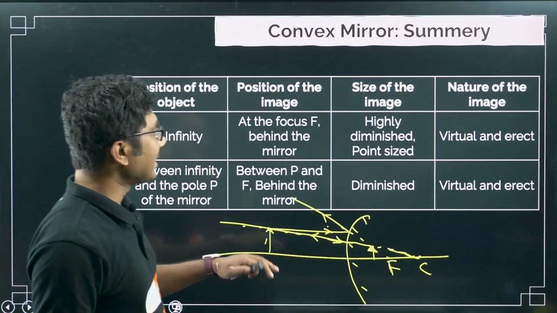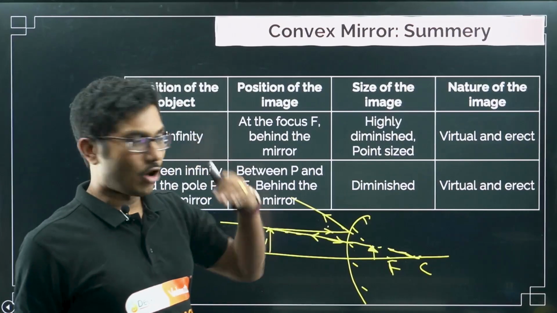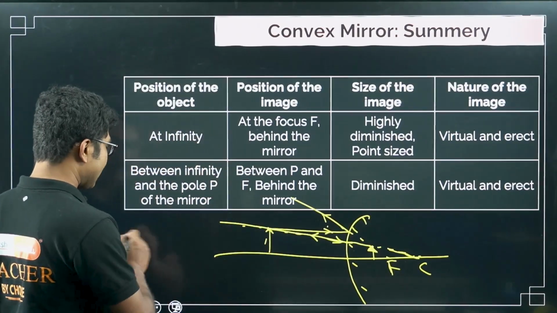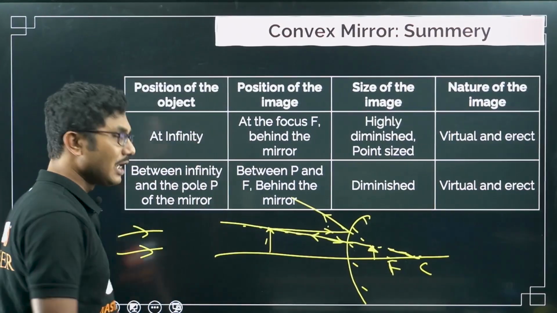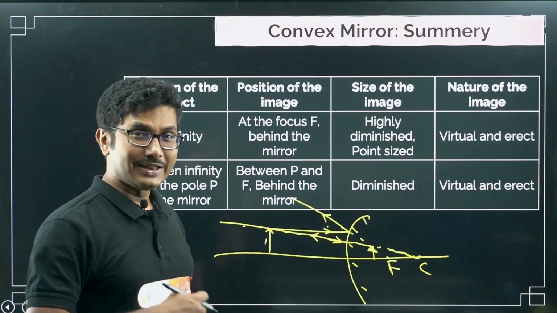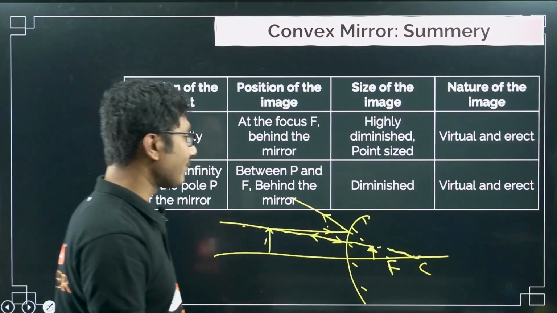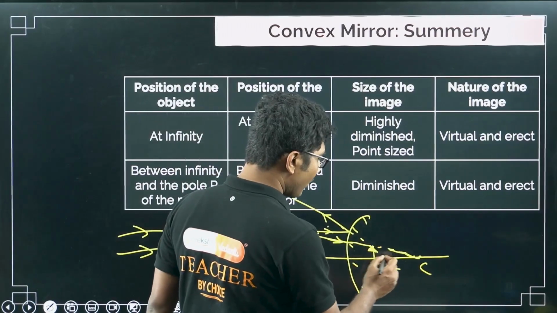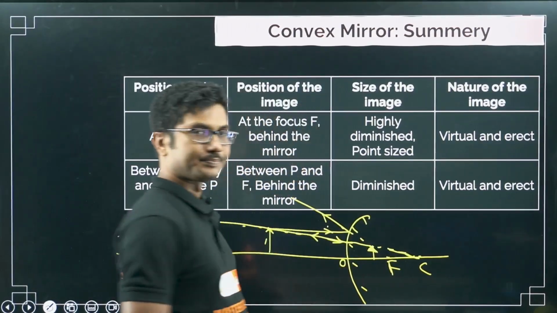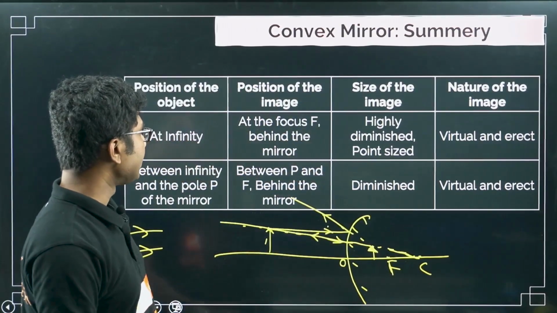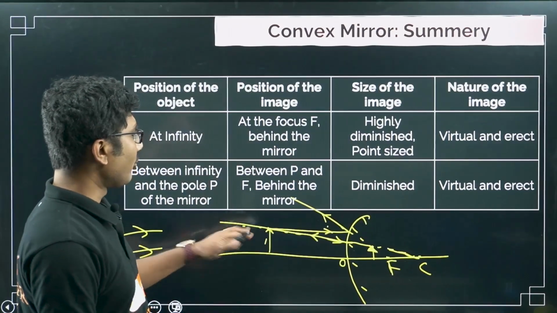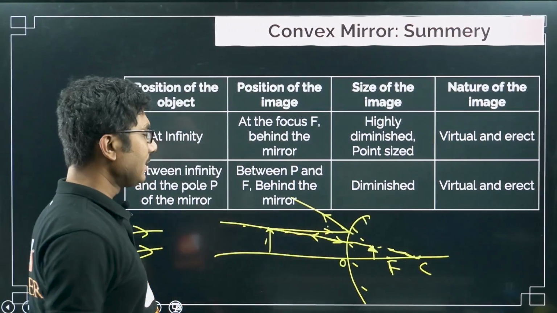So for any object at infinity, that is, all the rays are parallel to each other. Parallel rays means the object is at infinity, right? So in that case, the image is formed exactly at the focus. Otherwise, the image is formed between the focus and the optical center of the lens. Okay, so this is the main point. For all other points, this is the image.